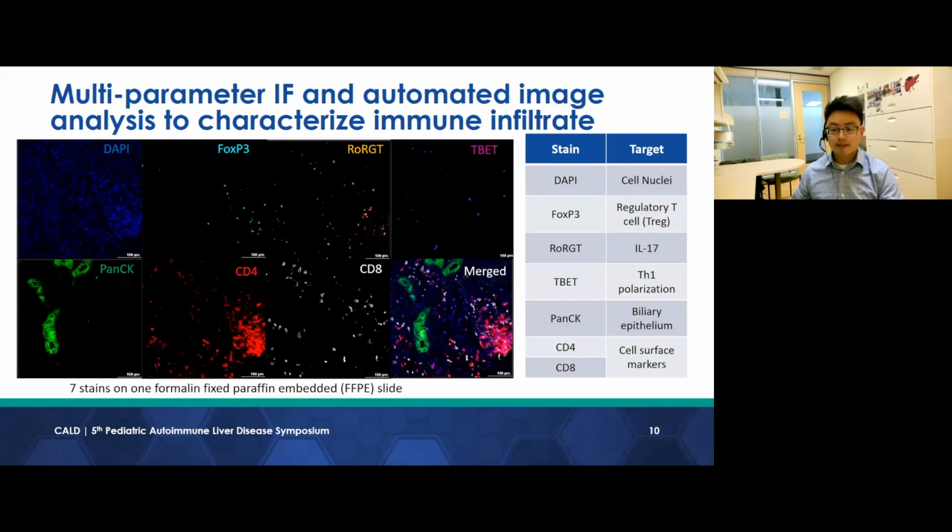For our immunofluorescence studies, we used 7 different stains on a single liver section. DAPI stained the liver nuclei, FOXP3 for regulatory T cells, ROR-gamma T and T-bet are master transcription factors for IL-17 and Th1 polarization, respectively. Pan-CK decorates bile ducts, and CD4 and CD8 stain for their respective cell surface markers.